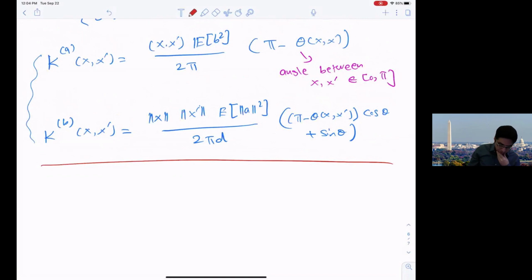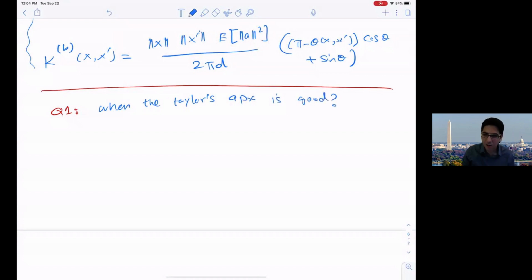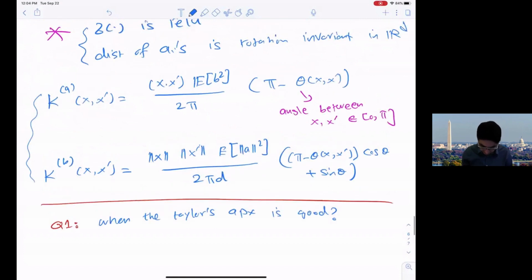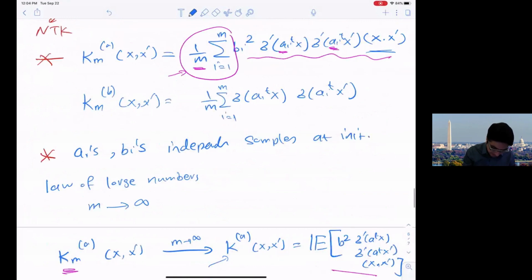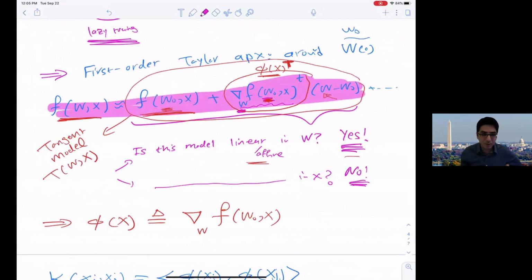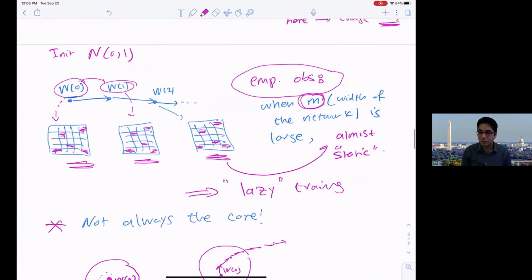All right, so there are two questions that we want to answer. The first question is when this Taylor approximation is good, because we want to understand or approximate the performance of a neural network with these kernels. It's great that we can compute them in closed form, but at the end of the day, the heart of the matter is this equation. So when is this first order Taylor approximation a good approximation? Because here I argued that my weights don't change too much, so it's going to be a good approximation to use the first order Taylor.